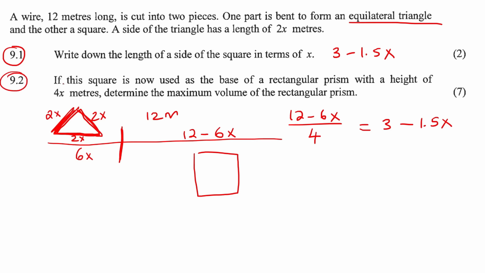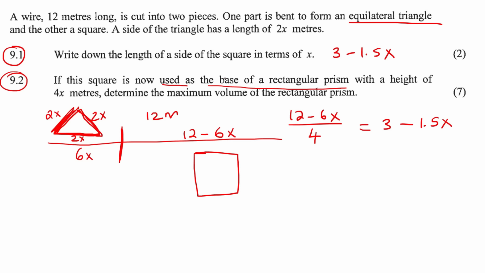This one says, if this square is now used as the base of a rectangular prism. Okay, so they're just going to take this square, which I'll draw over here, and make it into a rectangular prism. So for example, oh no, the base. Okay, so this will be like the ground, and then they're going to draw a rectangular prism. So they're going to use the square as the base, the bottom, like that, for example. Yeah, I mean, that's what they're going to do.